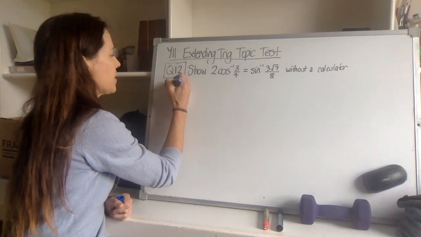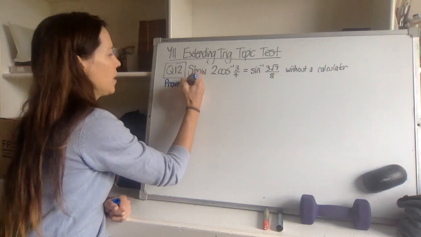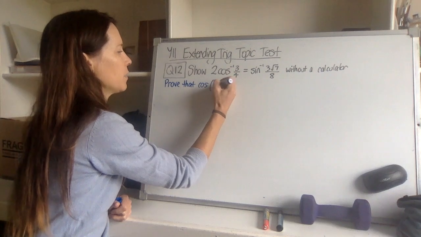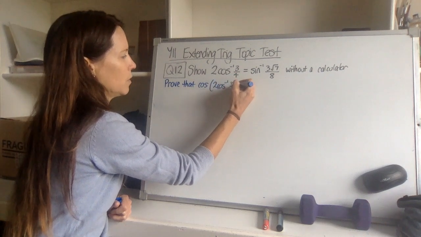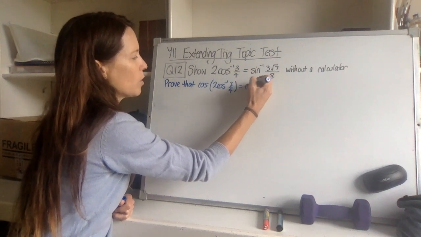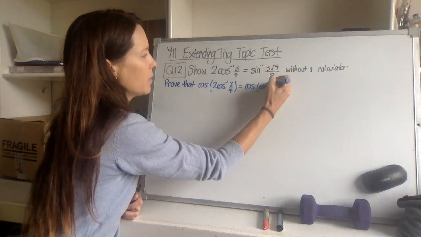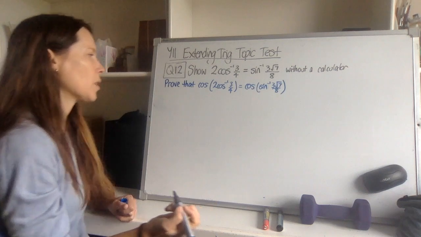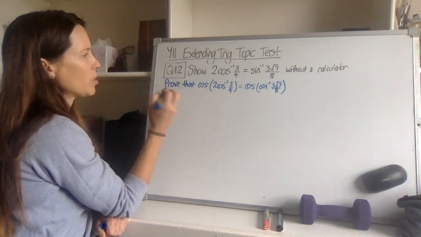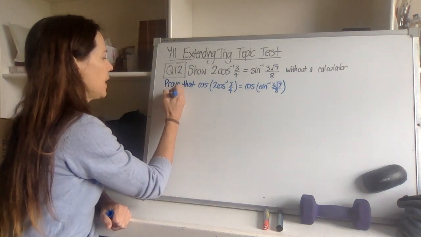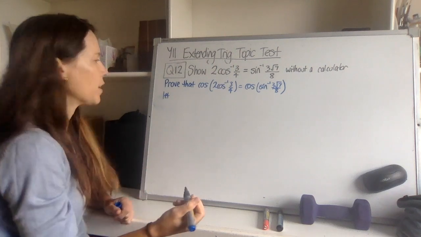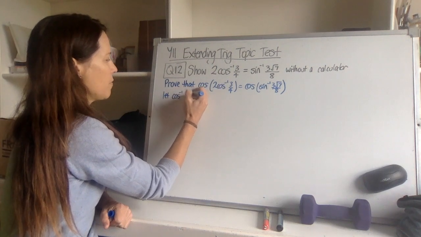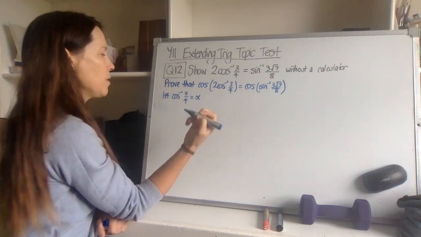So I'll write down at the start what I'm going to prove. I'm going to prove that the cos of this side is equal to the cos of the other side. And that way I can prove that both sides are equal. Okay, so similar to in question 10, let's let each angle equal, say, alpha and beta. So let's let the inverse cos of 3/4 equal alpha.